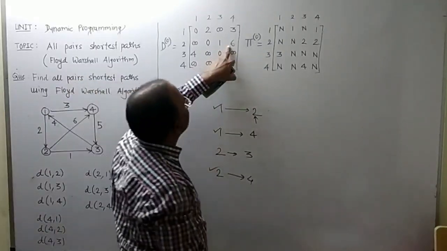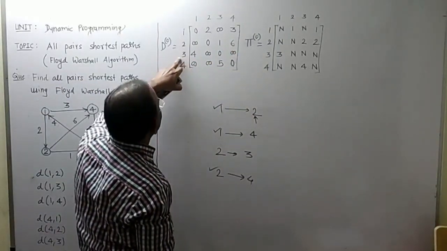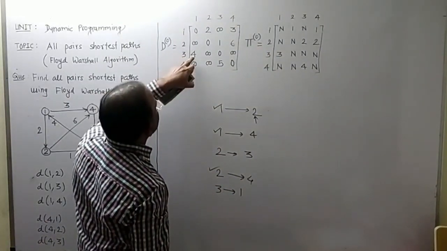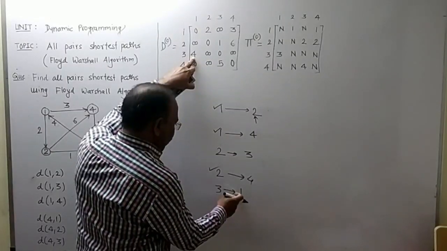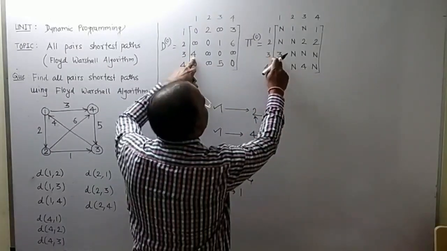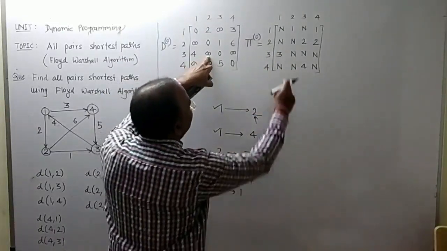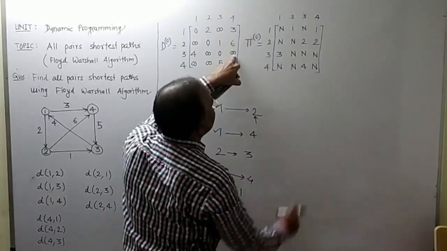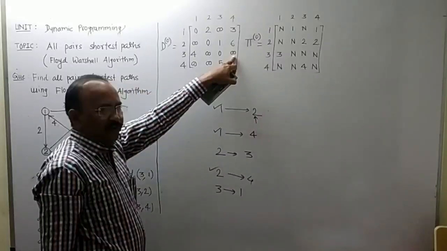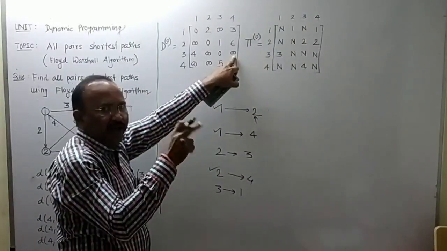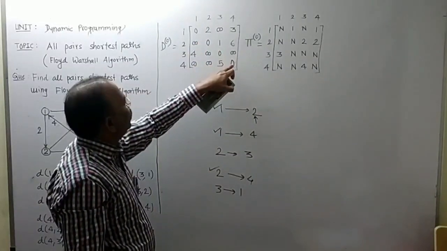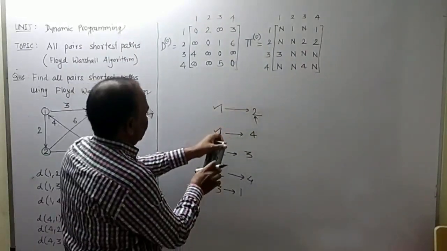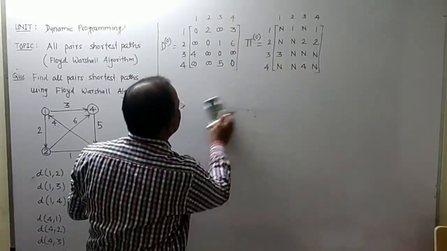Okay. Now, in a similar way for the third row, 3 to 1, the distance is 4, but the predecessor vertex of 1 is 3, that's why 3 is written. Now here is the infinity, nil is written. Here is 0, a diagonal element, nil is written. Here is the infinity, nil is written. For infinity we have to write nil. For diagonal elements we have to write nil in pi 0. Now let us see the last row.